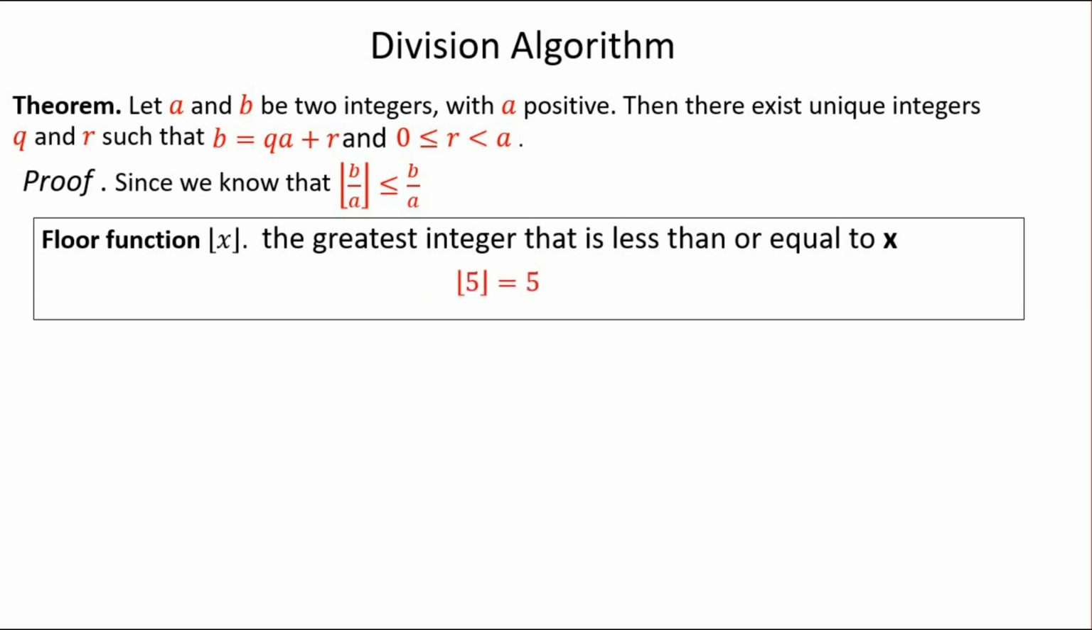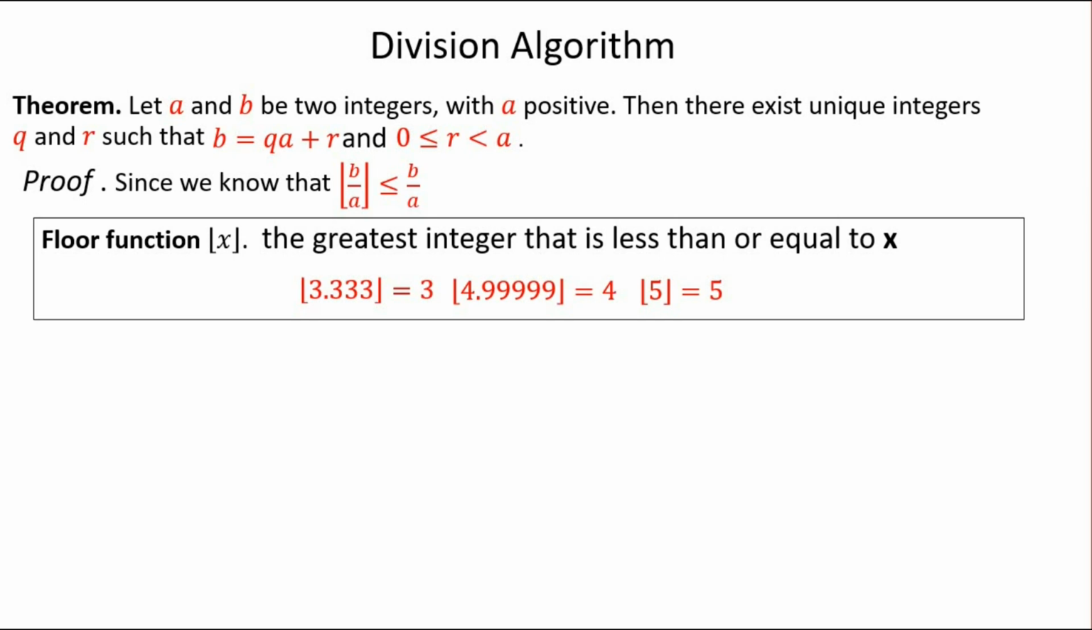The floor of 5 is equal to 5 because 5 is an integer. 5 is the greatest integer that is equal to 5. From the examples, it can be seen that if x is a decimal number, then the floor of x is less than x.